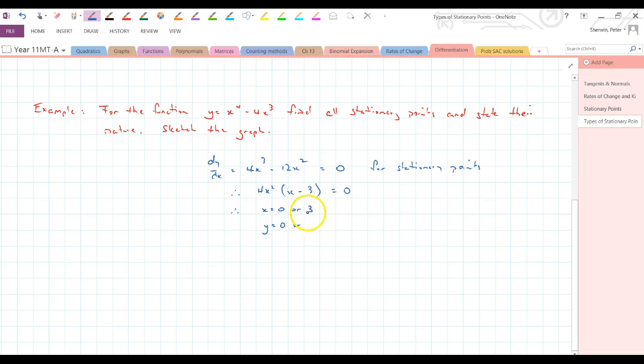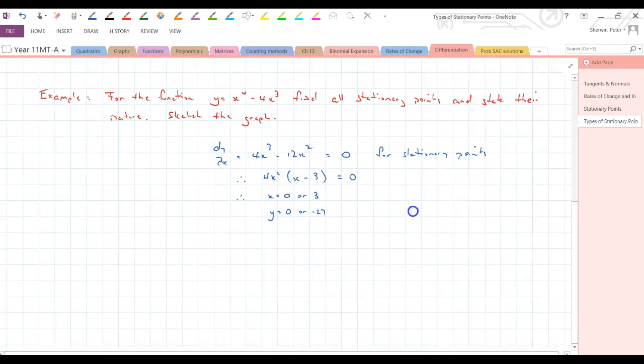And when x is 3 to the power of 4, that's 81, minus 4 by 3 cubed. 3 cubed is 27. 4 by 27 is 108. So I've got 81 minus 108. That looks to me like minus 27. So we put that in.